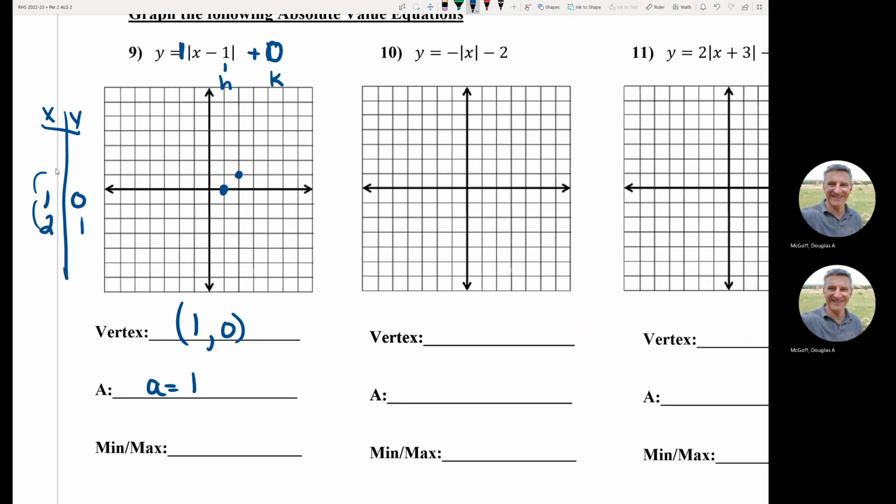Going 1 to the left. 1 to the left of x equals 1 is x equals 0. Put in 0 for x. 0 minus 1 is -1. The absolute value of -1 is +1. +1 plus 0 is 1. So here is my graph.